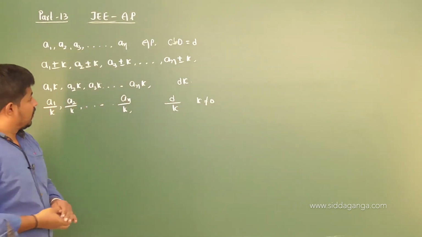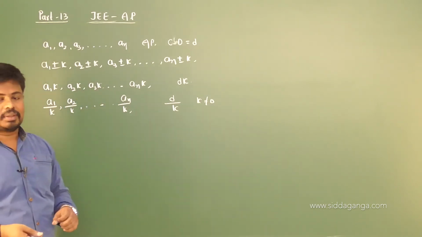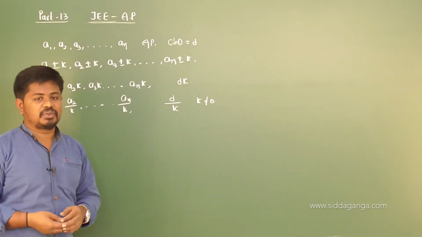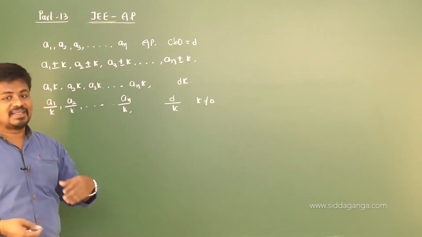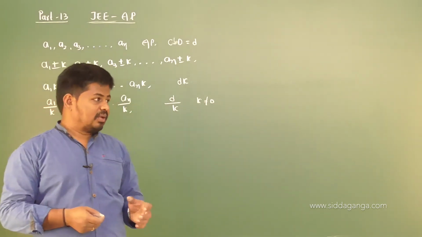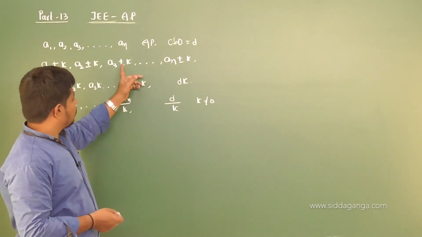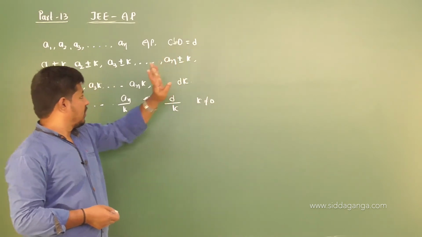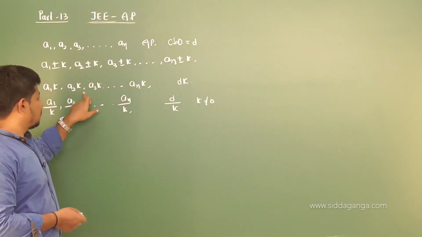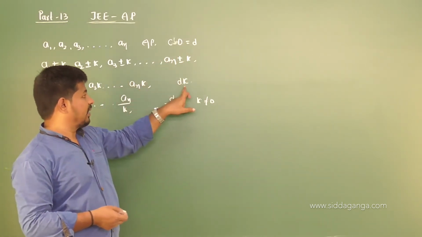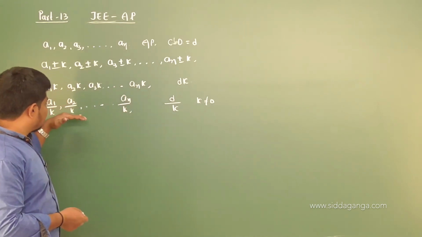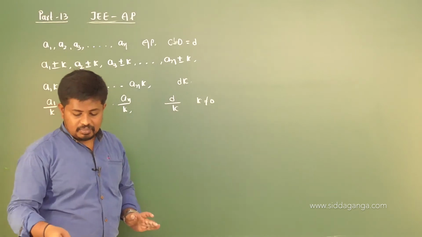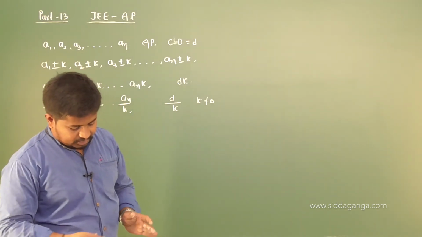So when you add, subtract, divide or multiply by some non-zero constant, the resulting sequence is also an AP. When you add or subtract, the common difference will be the same D. When you multiply by some non-zero constant K, the common difference will be DK. When you divide by some non-zero constant K, the common difference will be D by K. This is the first thing.